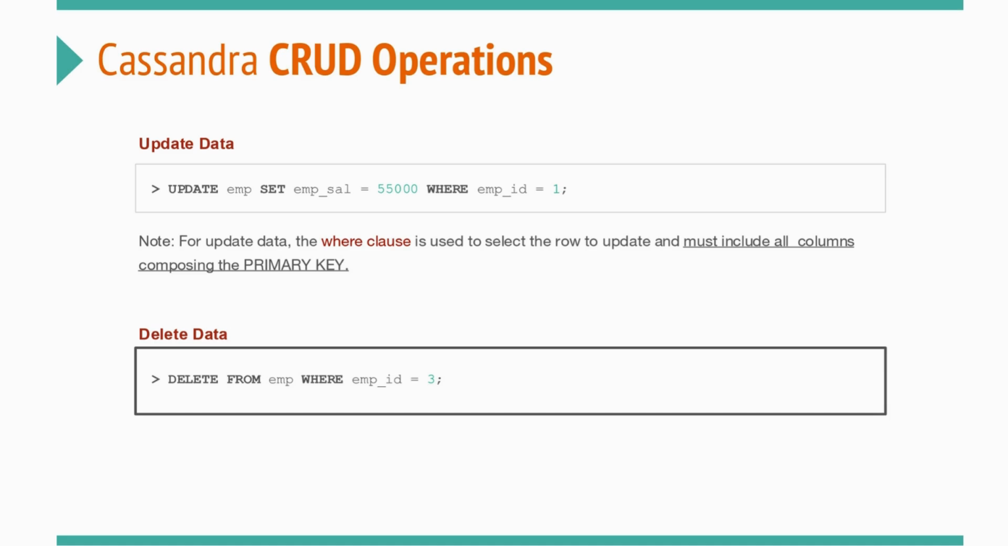To delete data, we use the delete command. Again, the where clause must specify the full primary key of the row you want to delete.